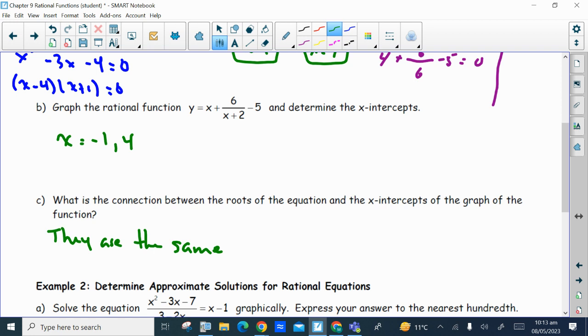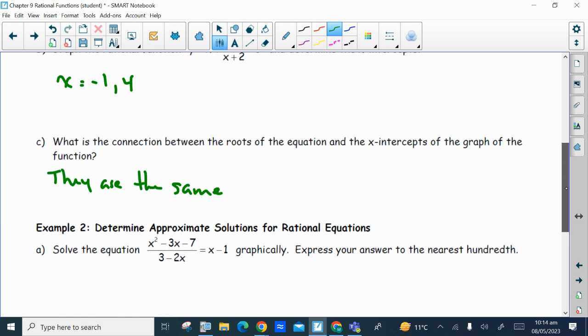The roots are the solutions to the equation, the values of x that make y equal to 0. They're called the solutions, they're called the roots, they're called the zeros. They also are the x-intercepts.